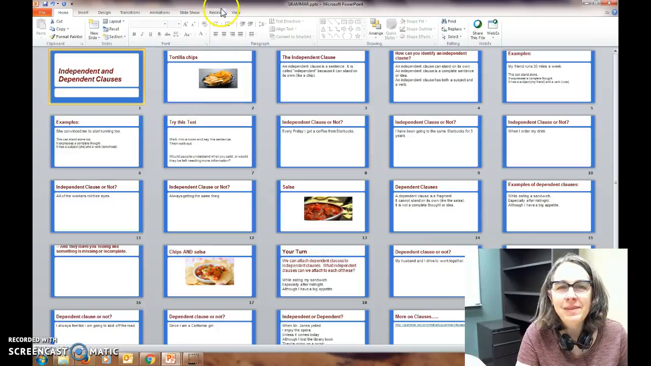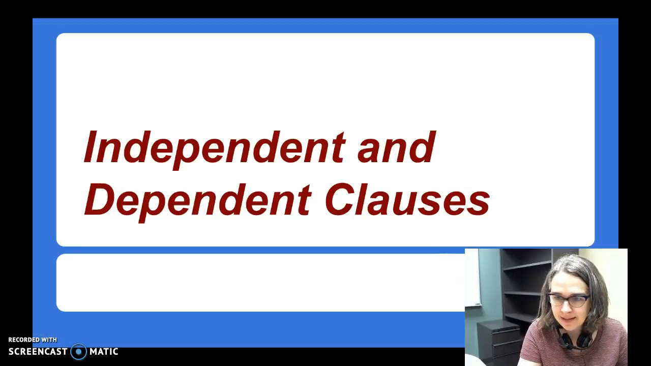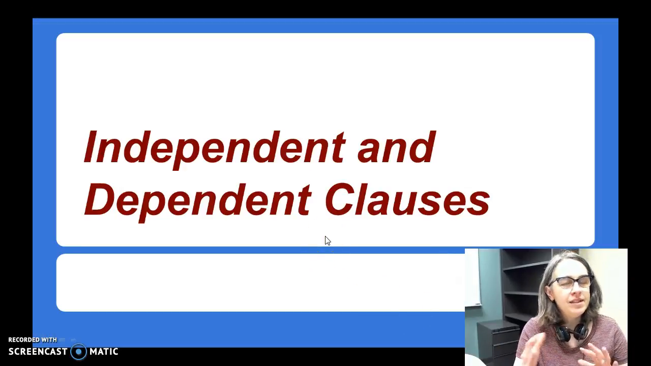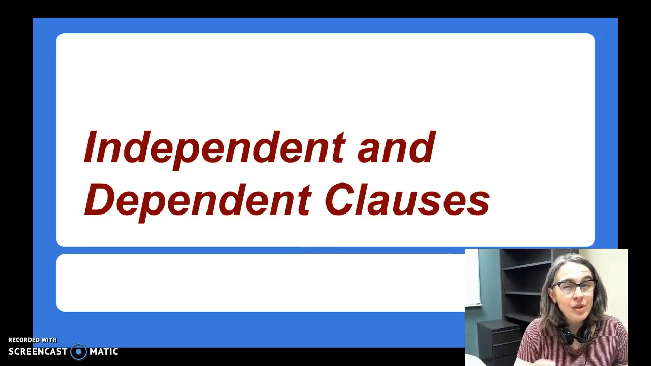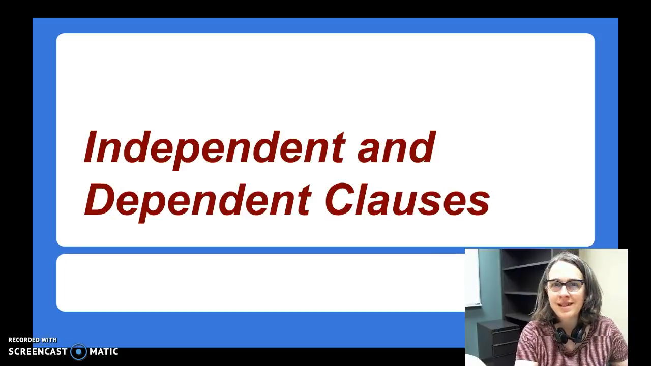We're going to talk about independent and dependent clauses because it's crucial that you understand the difference so that you can identify when you have fragments or when you have created run-on sentences. So we're going to start at the very beginning here.